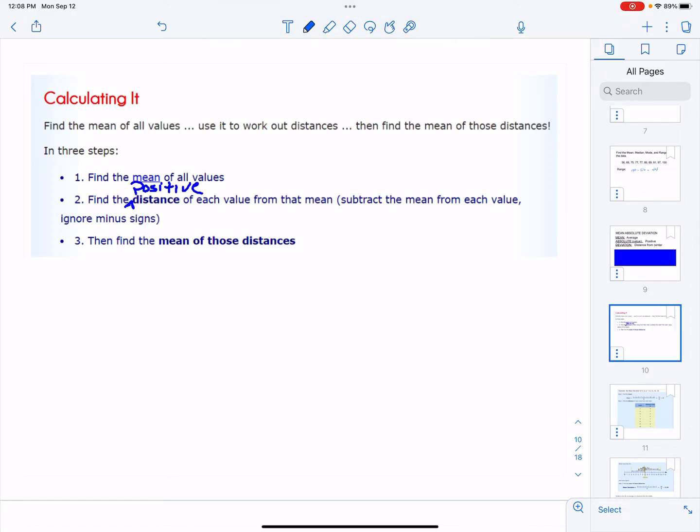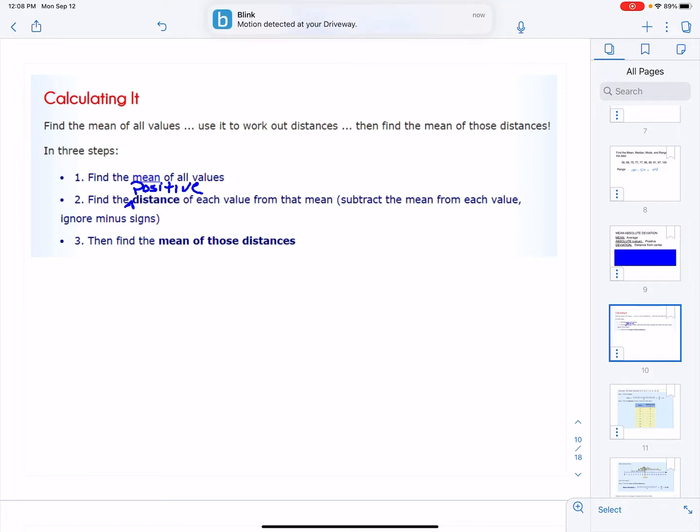Step number 2 is we're going to find the positive distance each value is from the mean. So in other words, we're going to take our data point and subtract the mean from it. Now, sometimes if you do it that way, you're going to get a negative number. But for the second part of this, what we want is the positive distance a number is from the mean. And then last but not least, we're going to find the mean of all those differences.